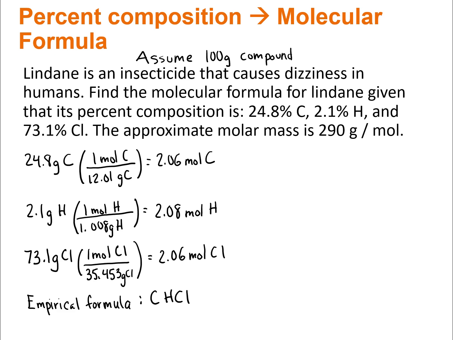Now we need to do what we just did, like with the lysine. Calculate the molar mass of the empirical formula. You're going to take the mass of carbon plus the mass of hydrogen plus the mass of chlorine and add all those together. When you do that, you should get something around 48.5, give or take.